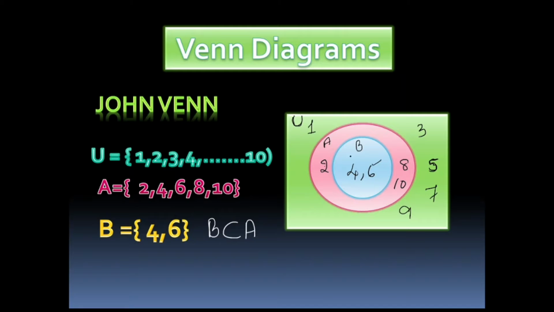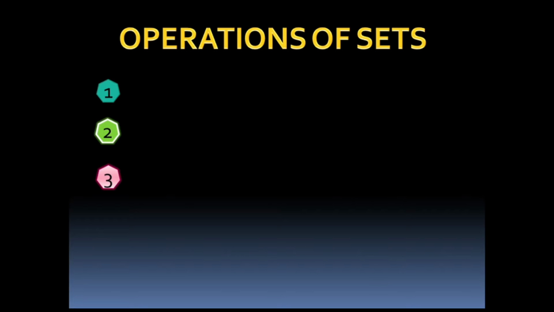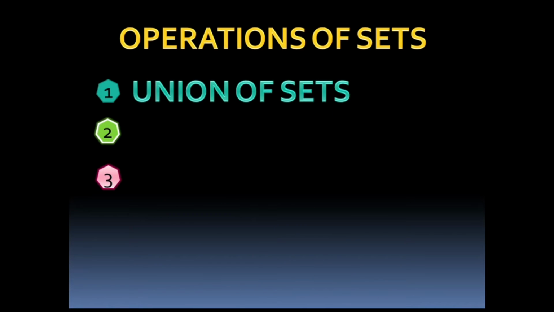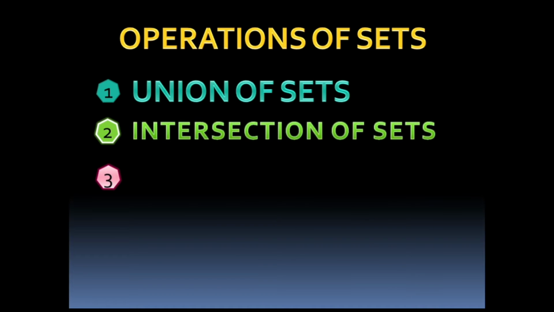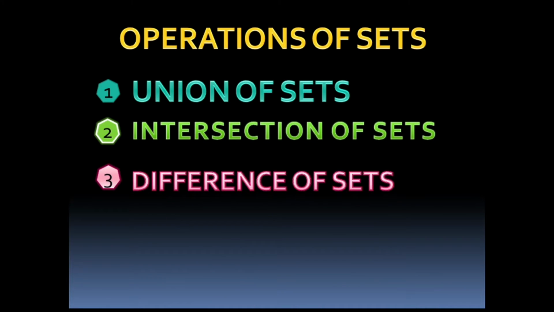When you look at this picture, you can see the universal set has elements 1 to 10 in it. It includes set A, and set A has set B in it. So B is a subset of A, which is a subset of the universal set. So this is a simple representation of a Venn diagram. Let us see what the operations of sets are. Here we will be learning three operations: union of sets, intersection of sets and difference of sets.